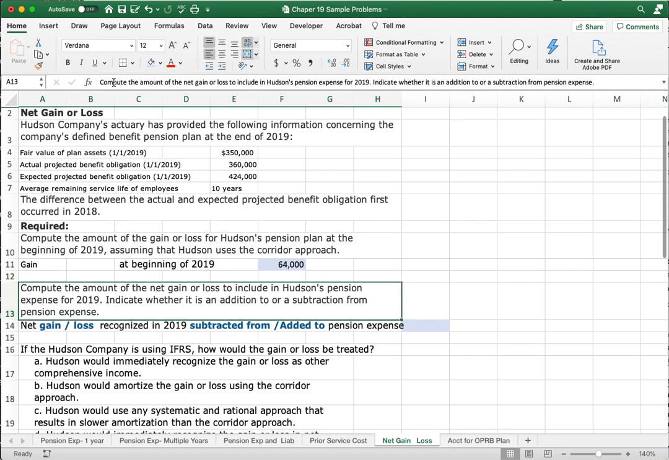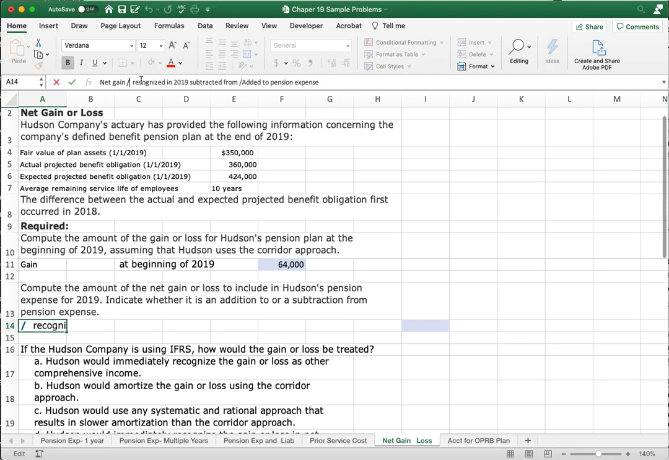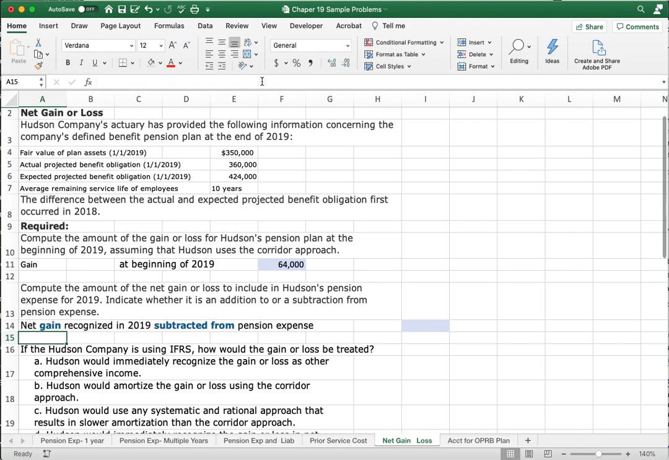Then compute the amount of net gain or loss to include in Hudson's pension expense for 2019. Indicate whether it's an addition to or subtraction from pension expense. This is really just continuing what we just did. So it's still a gain, a net gain recognized in 2019, which will be subtracted from, so I'll get rid of this added to, subtracted from pension expense. And we have to calculate what that is going to be.